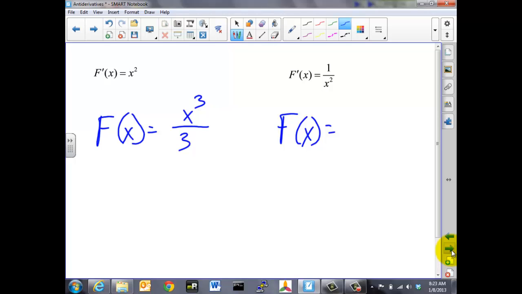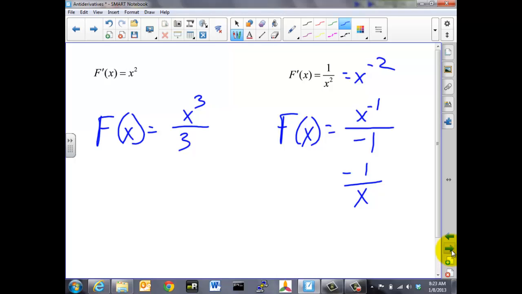You change it to x to... Very good. This becomes x to the negative 2. Now be very careful, because you're going to add 1 to that. When you add 1, what do you get? X to the negative 1 over negative 1, which that answer won't be on your multiple guess, I can tell you. So it'd be negative 1 over x. Everybody with me there? Okay.